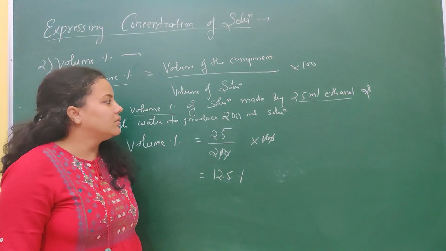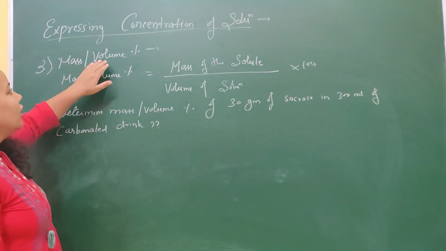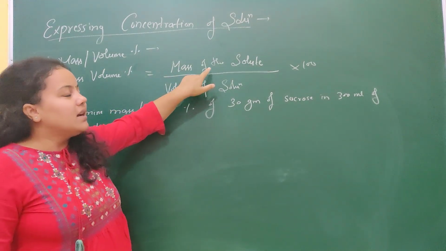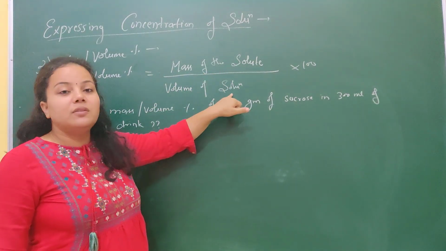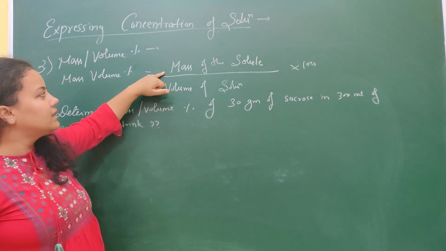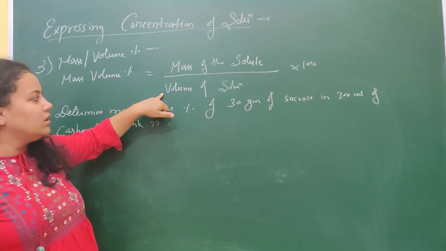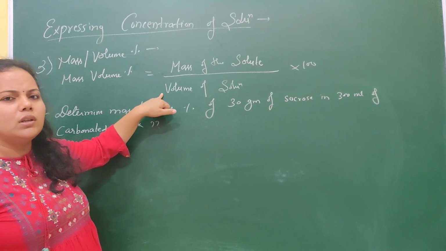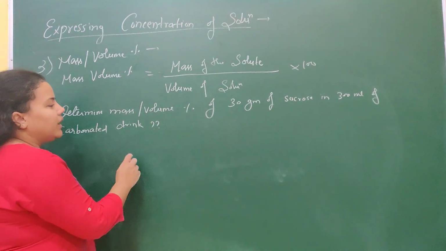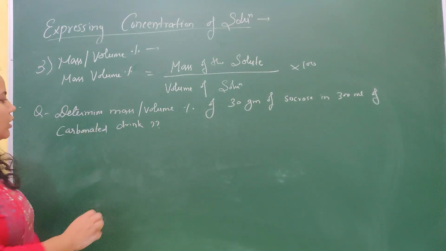Now the third factor is mass by volume percent, or mass volume percent, which is determined by mass of solute upon volume of solution into 100. Here again your solute is going to be in solid form, and your solution, due to the solvent being water or some liquid, is in liquid form. So how am I going to calculate this? Just have a look.